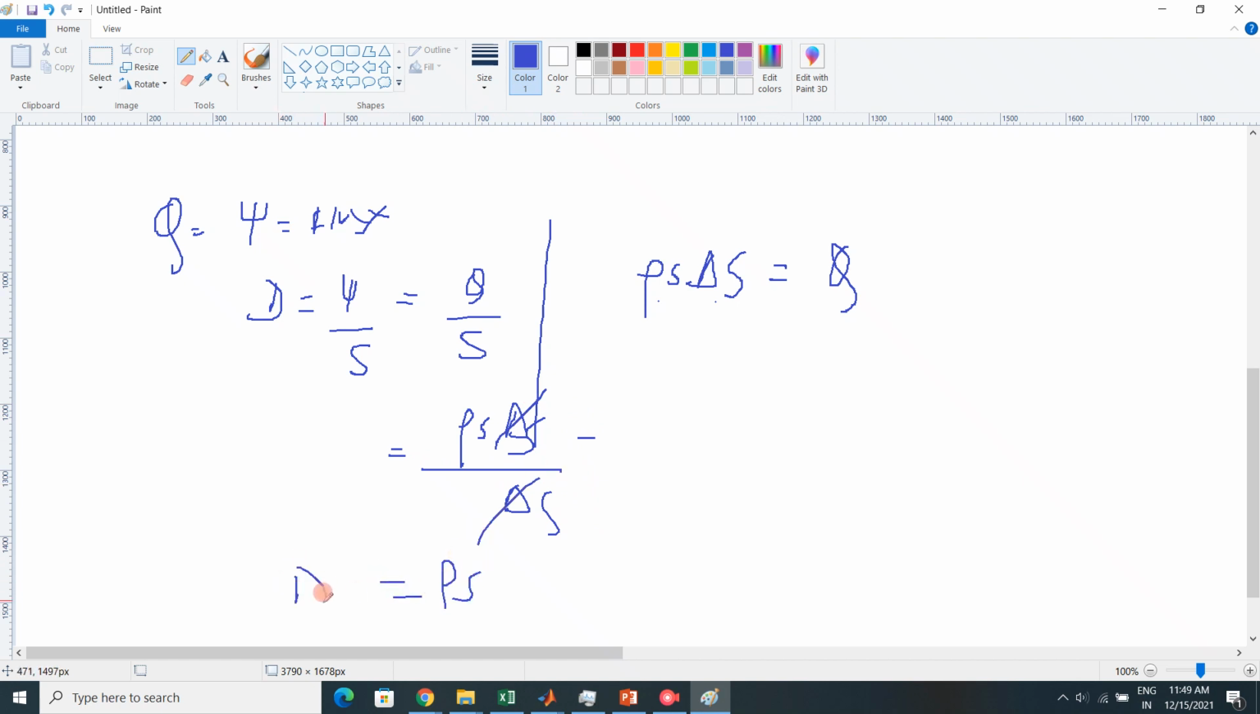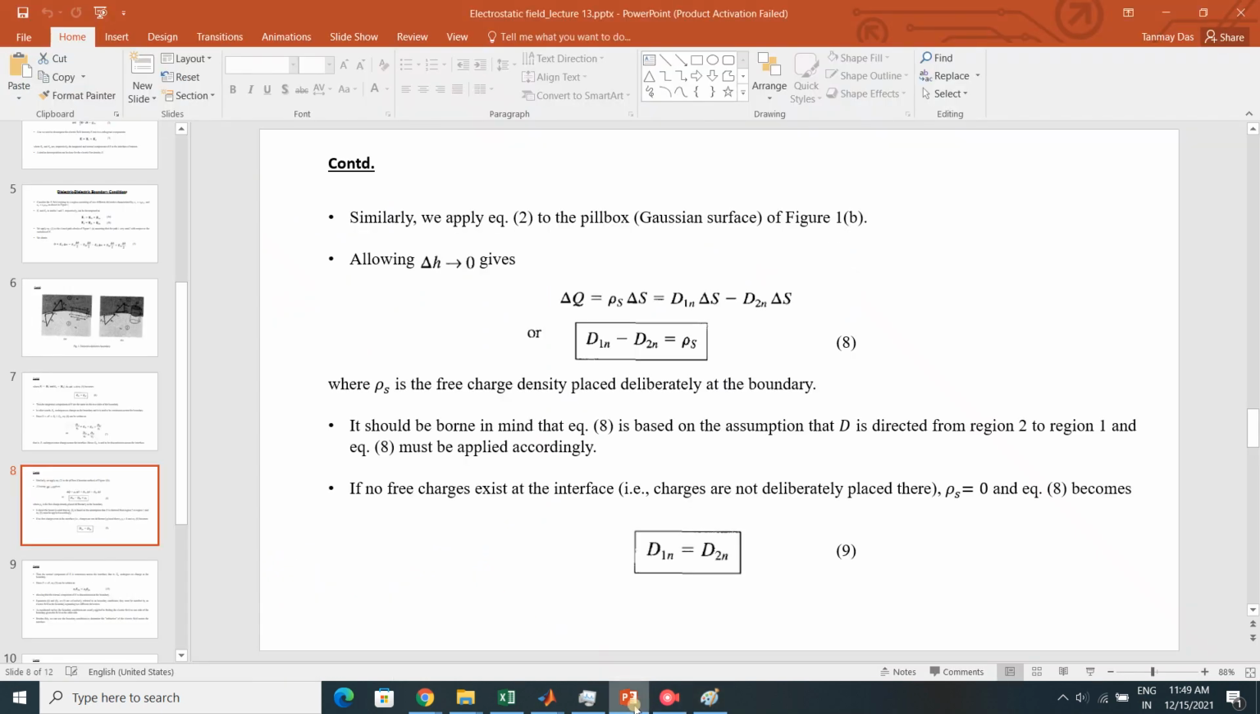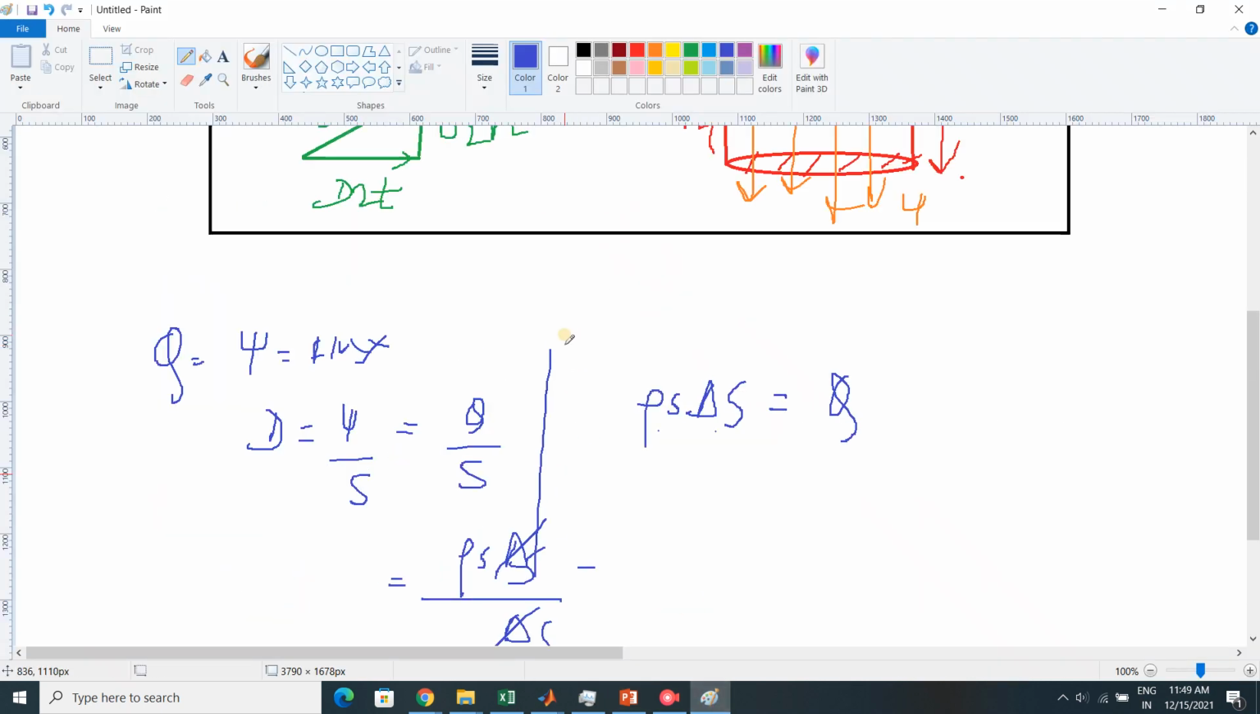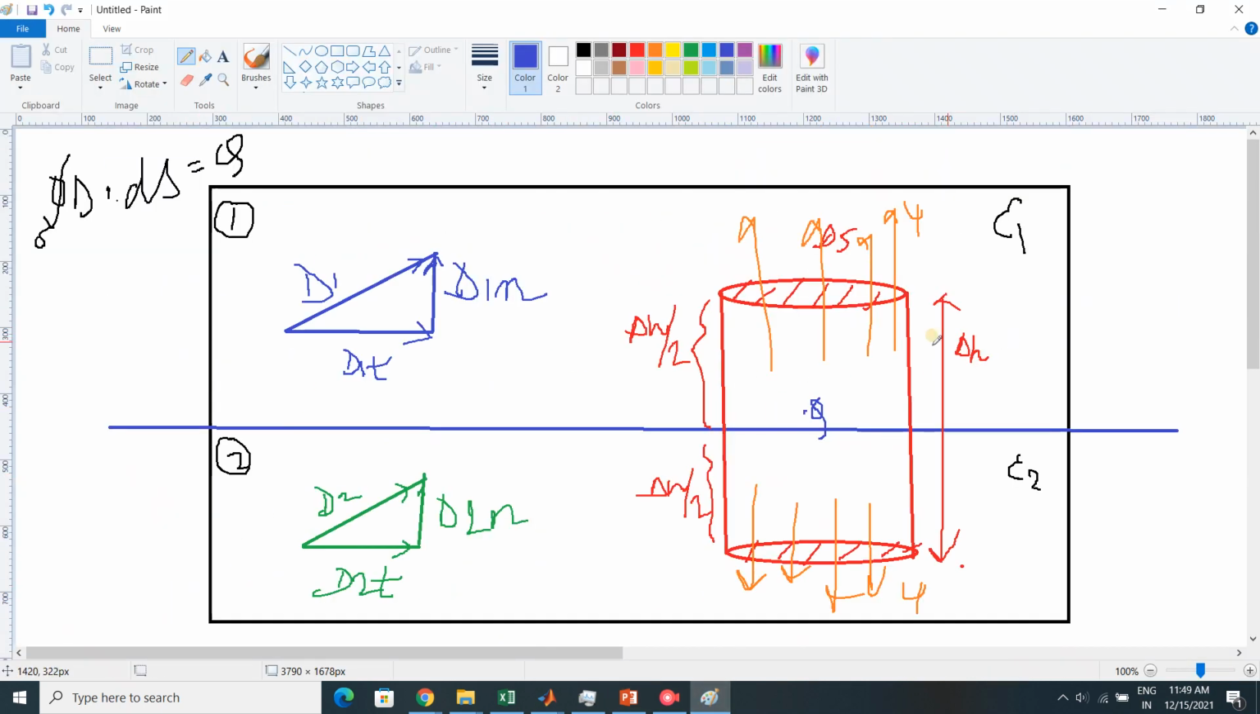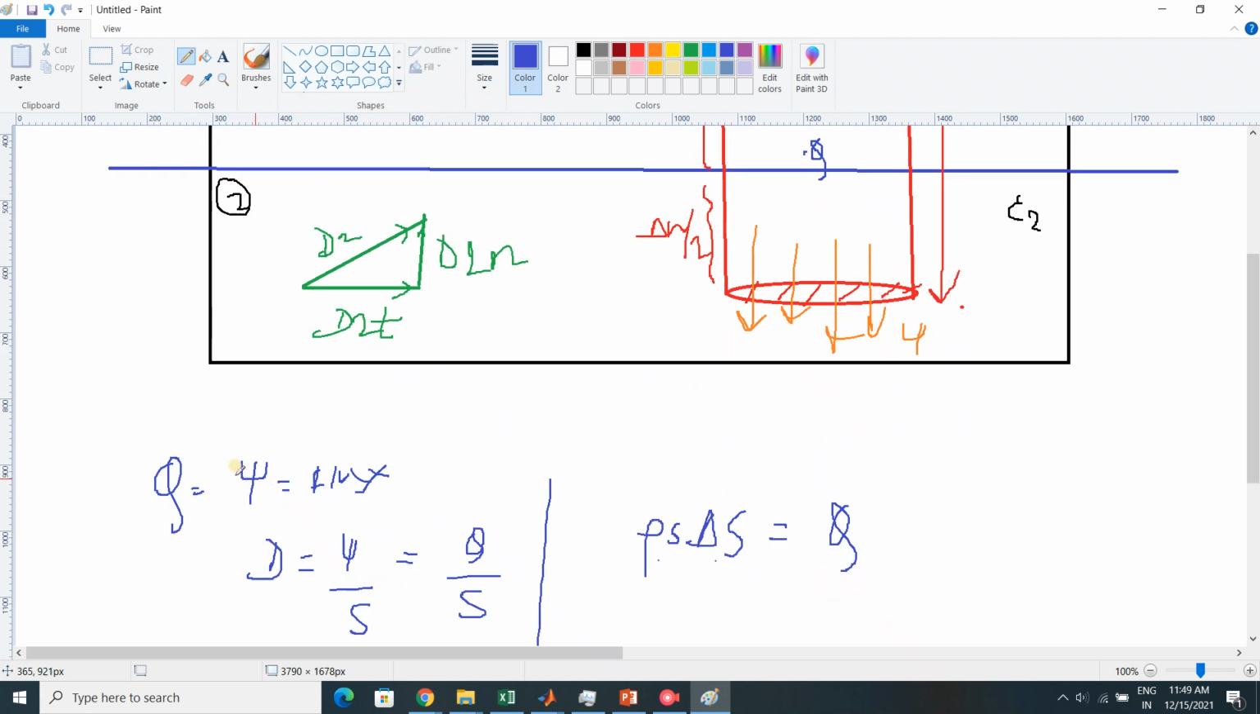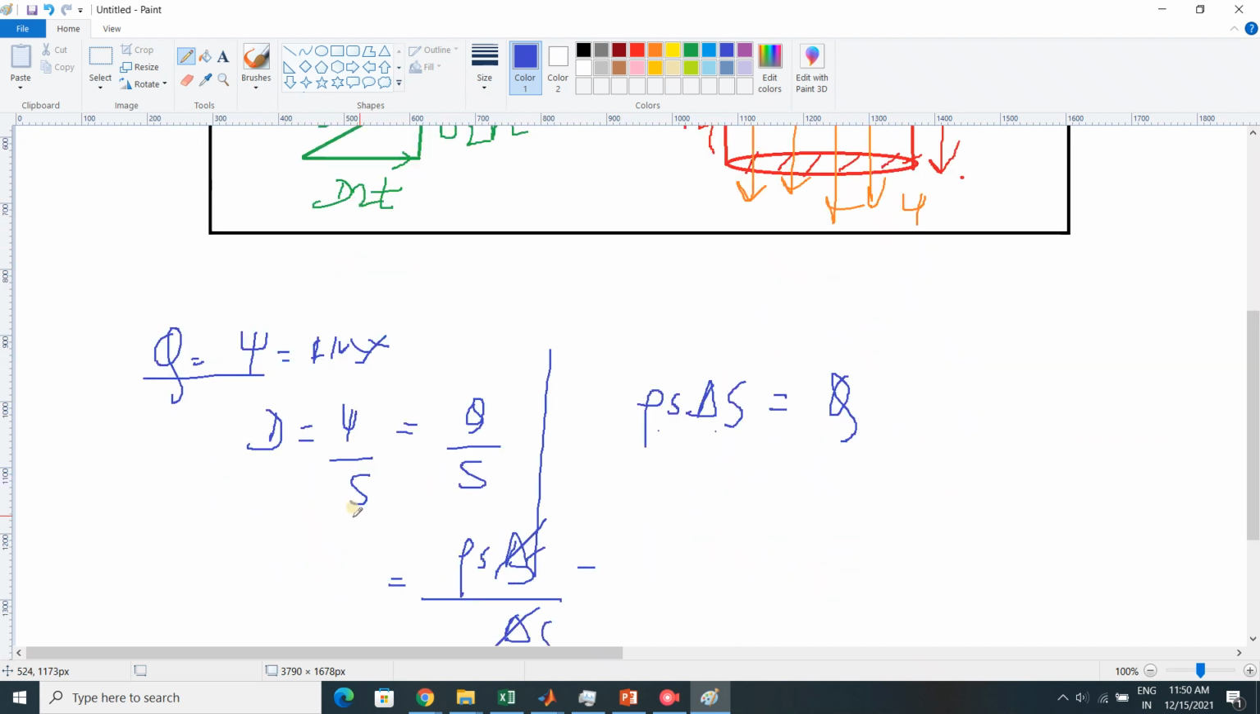Okay, that means it is equal to rho s. So D is equal to rho s, isn't it? D is equal to rho s. Okay, we can write in this way. I am repeating once again. See, flux is nothing but the charge enclosed. So total charge is Q. So fluxes are coming out. It is psi. So psi is equal to Q.